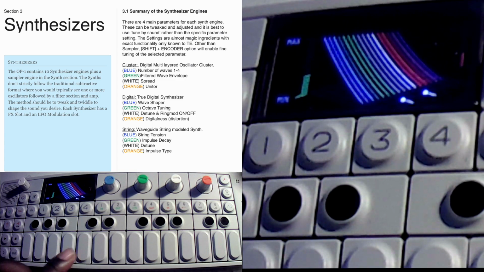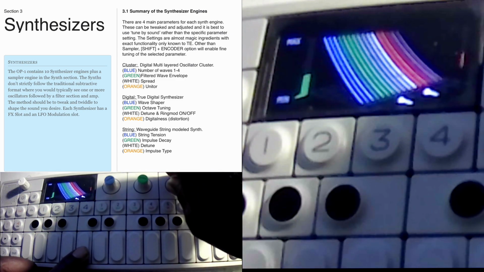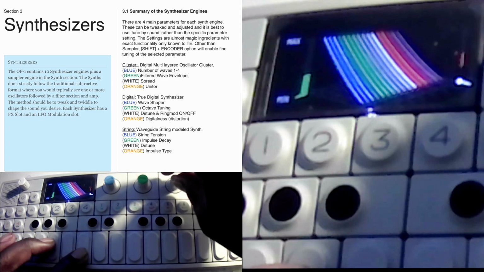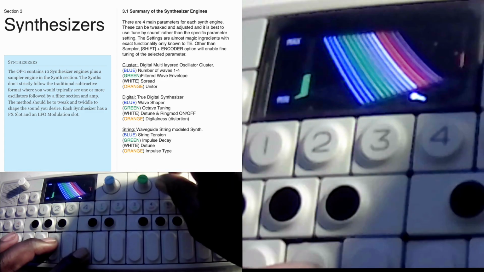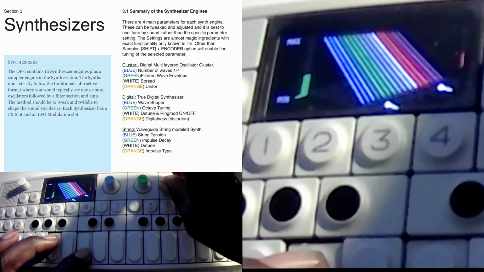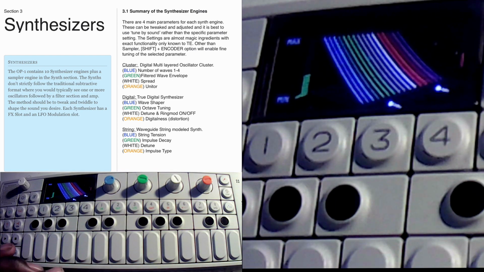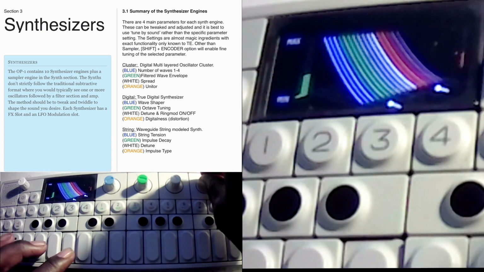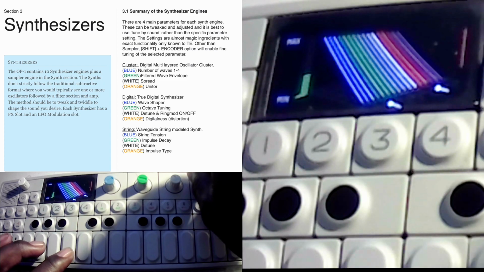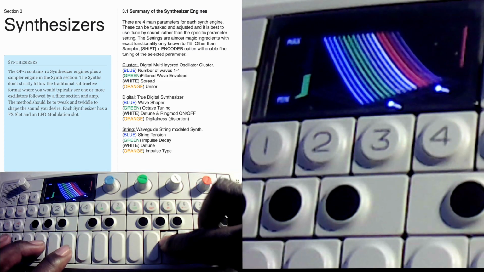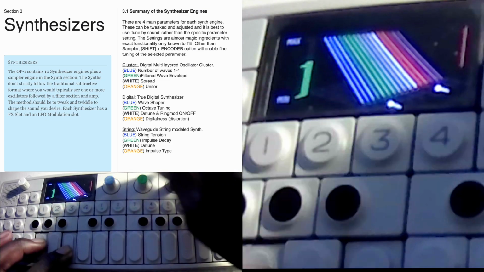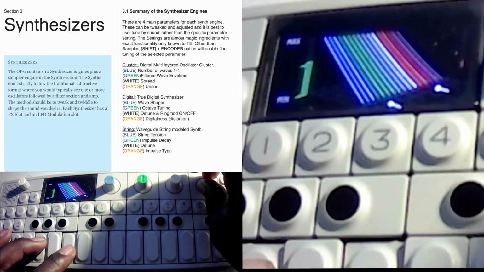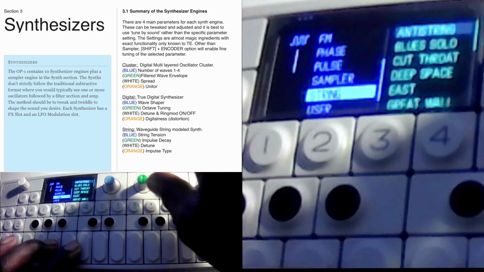The white controller controls detune, so that's fully applied, and that's minimal. And then the last one is the orange controller, which is impulse type. Let's have a listen to some other examples.